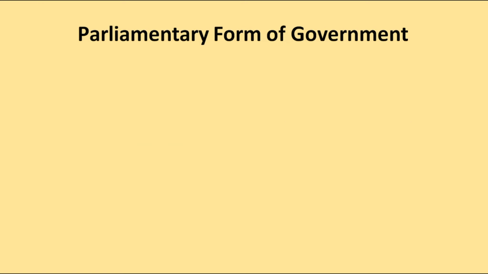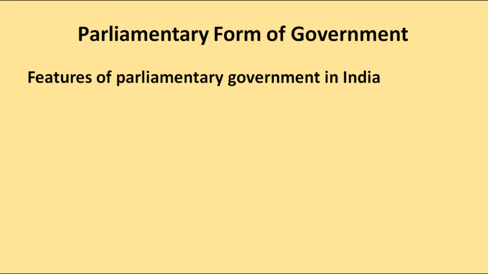Then parliamentary form of government. So we follow a parliamentary form of government instead of a presidential form. Some features of parliamentary form of government are presence of nominal and real executive. So we know that the real executive is the Prime Minister, the Council of Ministers headed by the Prime Minister, and the nominal executive is the President of India.